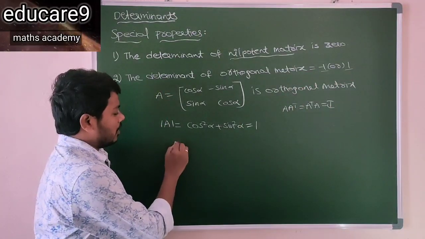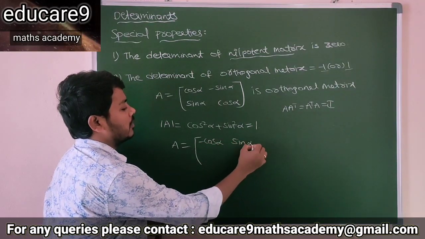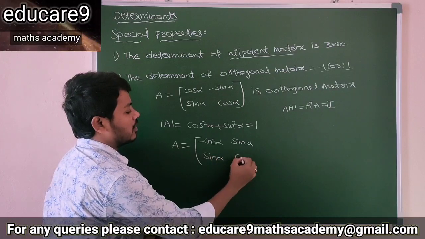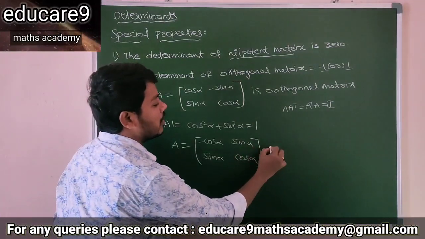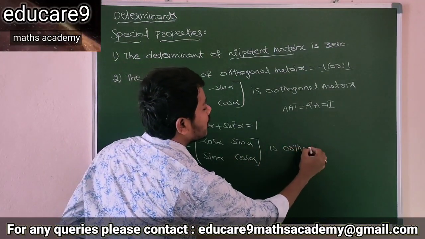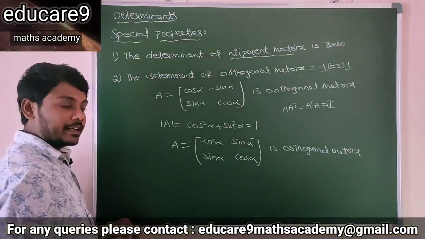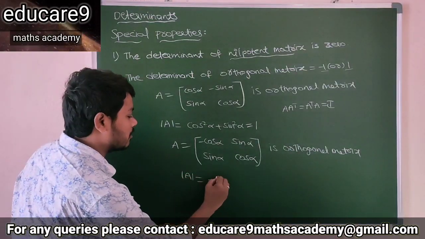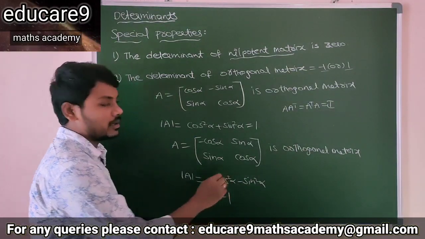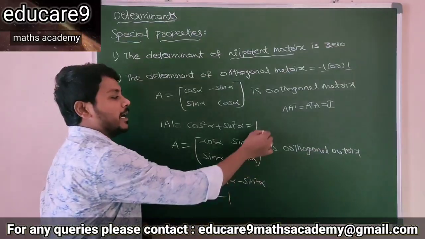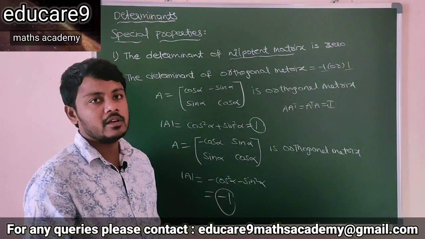So see here another example. A is equal to [minus cos alpha, sin alpha; sin alpha, cos alpha]. So clearly this is also an orthogonal matrix. And find its determinant. So determinant of A is equal to what? Minus cos square alpha minus sin square alpha. So clearly this is equal to minus 1. Therefore the determinant of an orthogonal matrix is either 1 or minus 1. So this is the second property of the determinant.